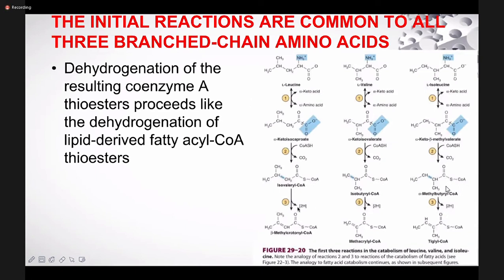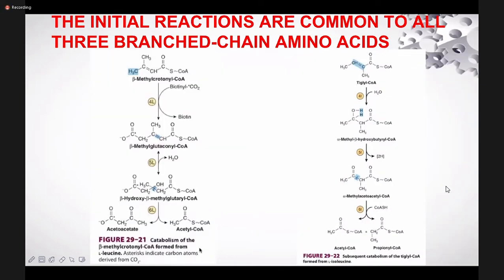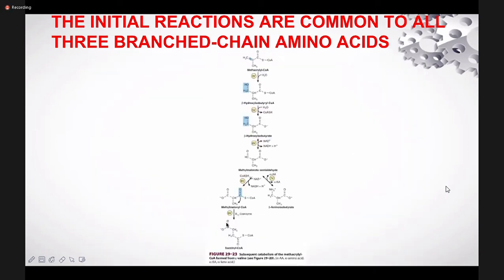So this one is for leucine, this one is for isoleucine, and this one is for valine. So there are 3 amino acids that undergo this type of catabolism. Okay, so almost done.